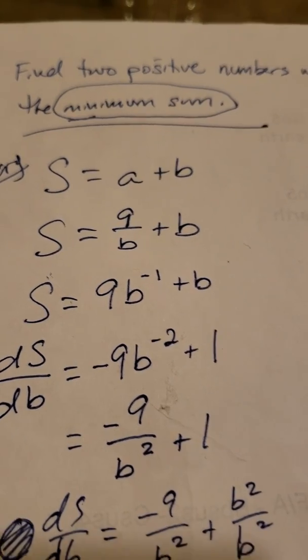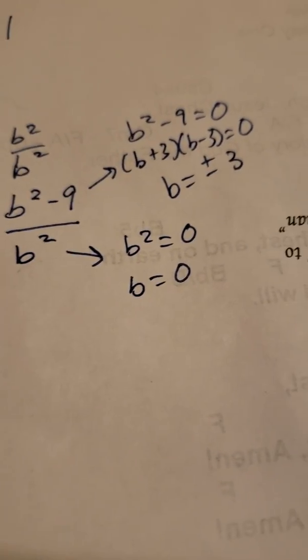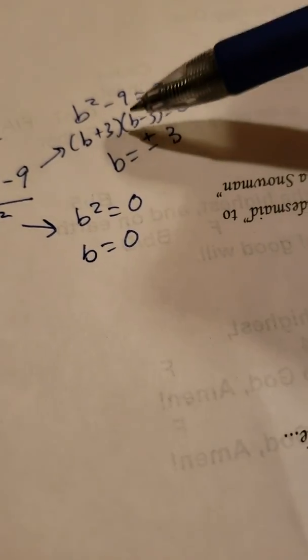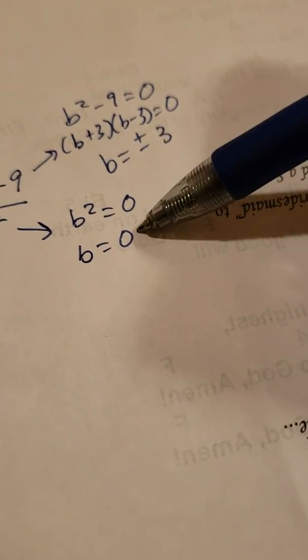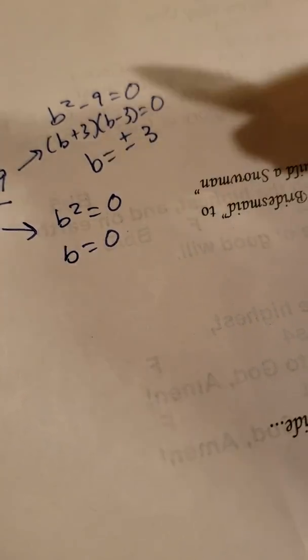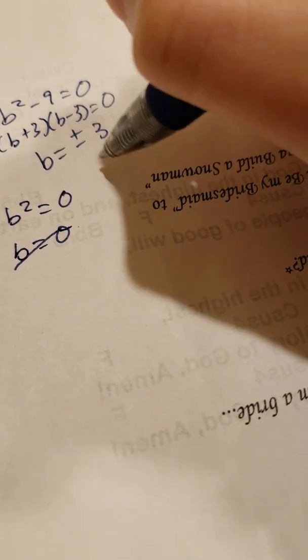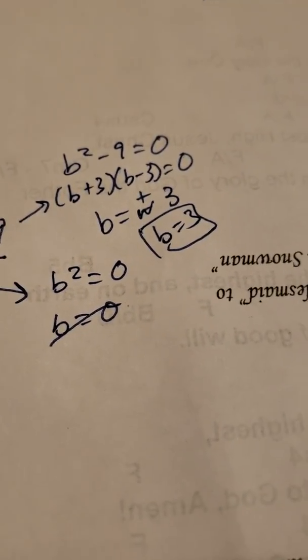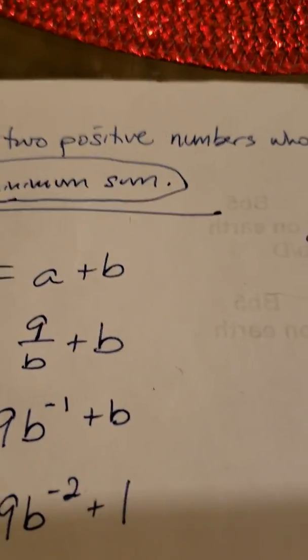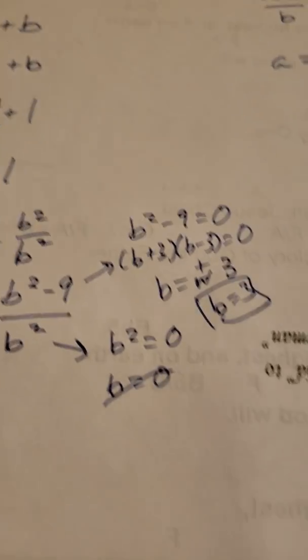So remember, all the way in the beginning, find 2 positive numbers. And if you look at our critical numbers, we have negative 3, we have positive 3, and we have 0. 0 is not a positive number. Okay, it's not. Negative 3 is not, so that means the only option here is just b equals 3. Okay, so we found one answer. You're not done yet because remember, the question is asking for 2 positive numbers. So what do we do with this?